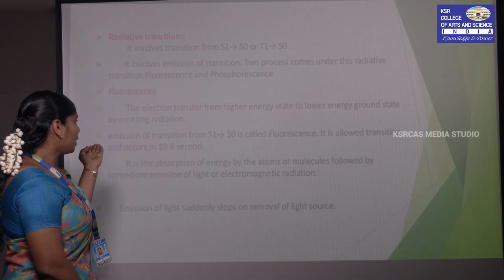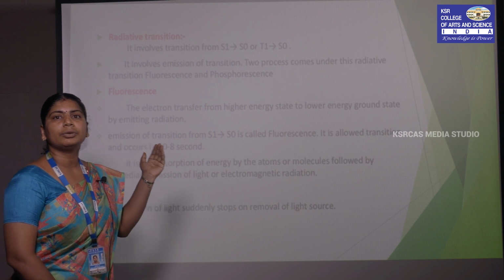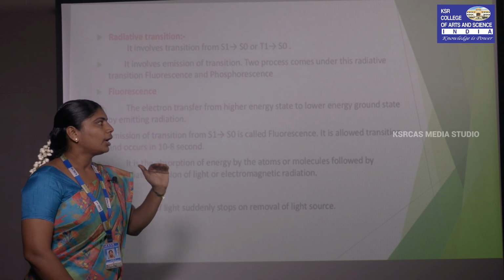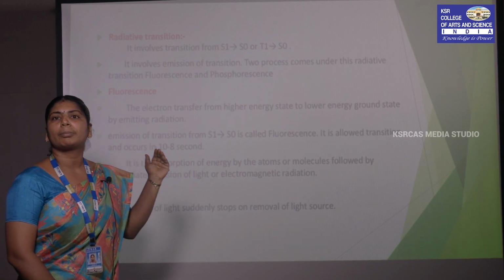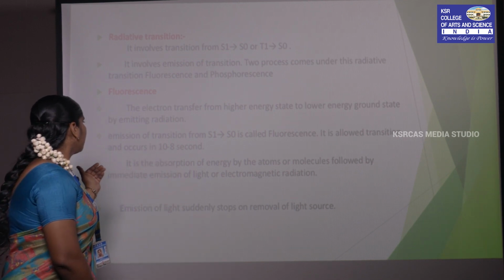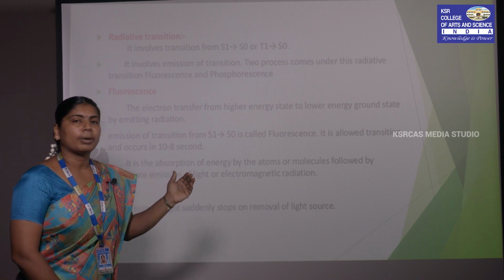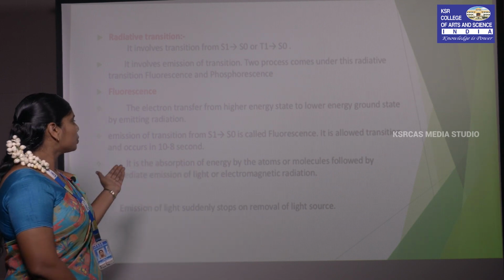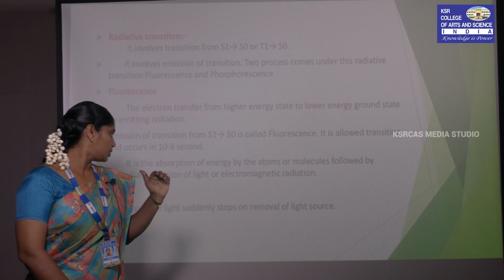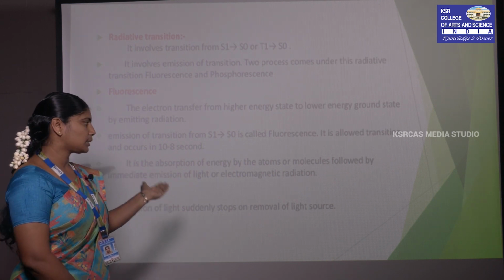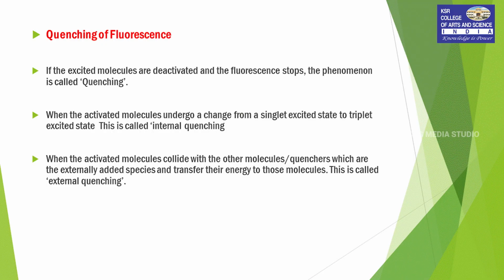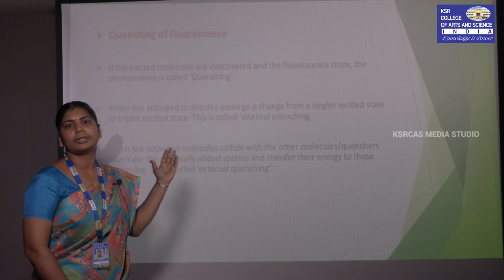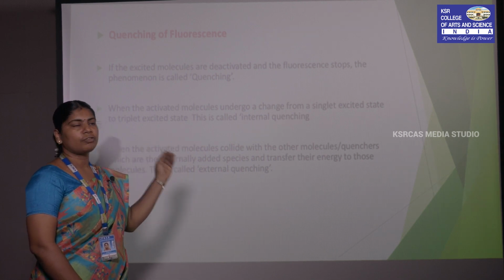This emission transition from the S1 level to the S0 level is an allowed transition. The lifetime of fluorescence is 10 to the power minus 8 seconds. In this, energy is absorbed by the atoms or molecules, followed by the immediate emission of light or electromagnetic radiation. The emission of light suddenly stops on removal of the light source. Quenching of fluorescence is when the molecules are deactivated and the fluorescence is stopped. This process is called quenching of fluorescence.